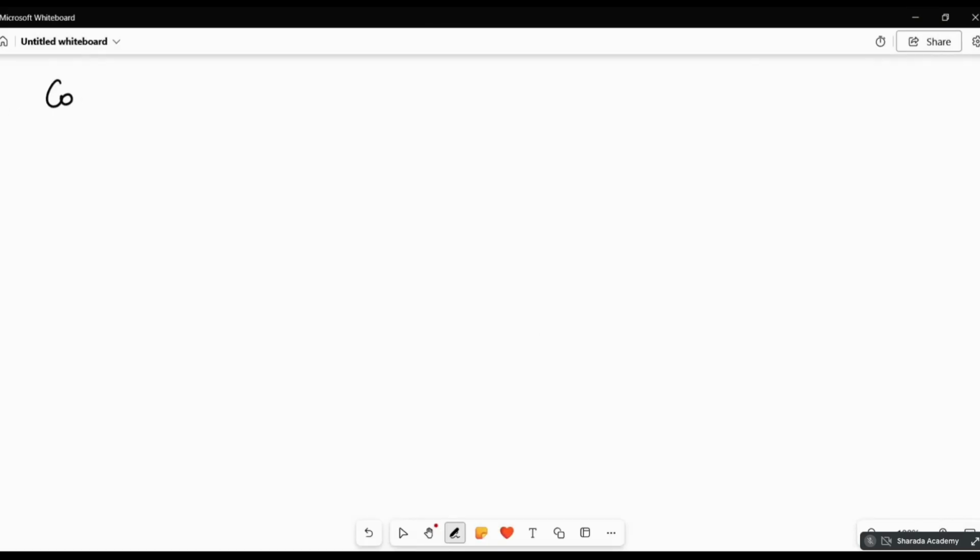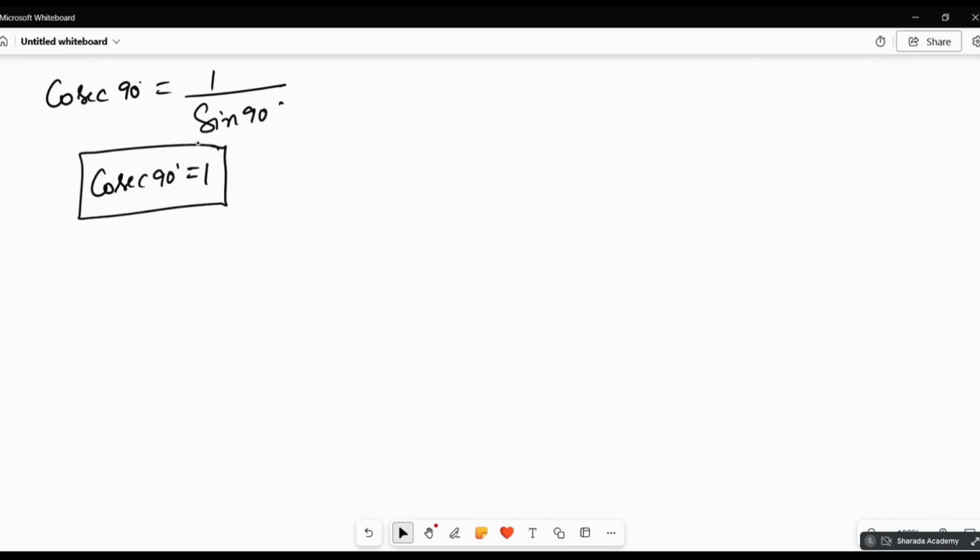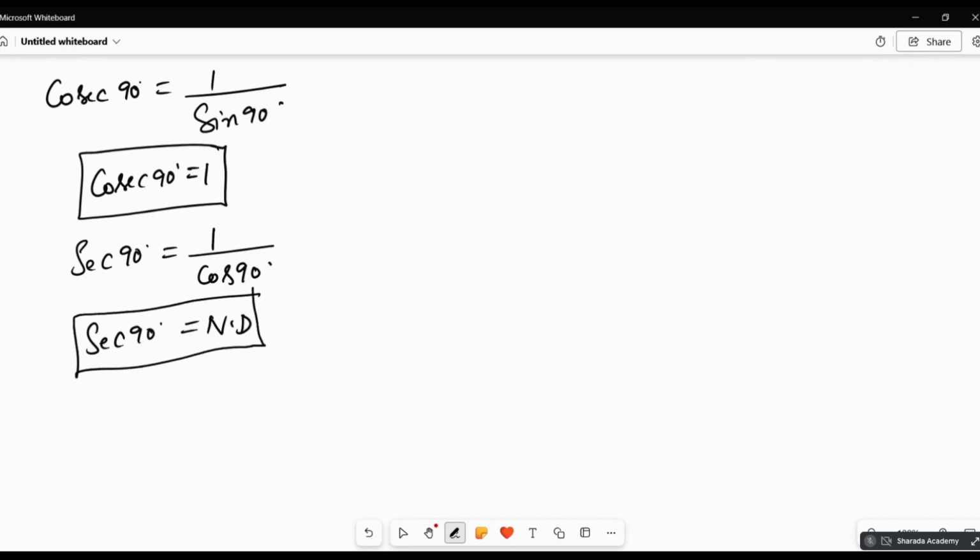Now, cosecant of 90 degree. What is cosecant? It is the reciprocal of sine. So what will be cosecant 90 degree? 1. It will be equal to 1. Then comes the secant 90 degree. Secant theta is equal to the reciprocal of cos. Correct? So what will that be? It is not defined, because cos 90 is 0. So it is not defined.